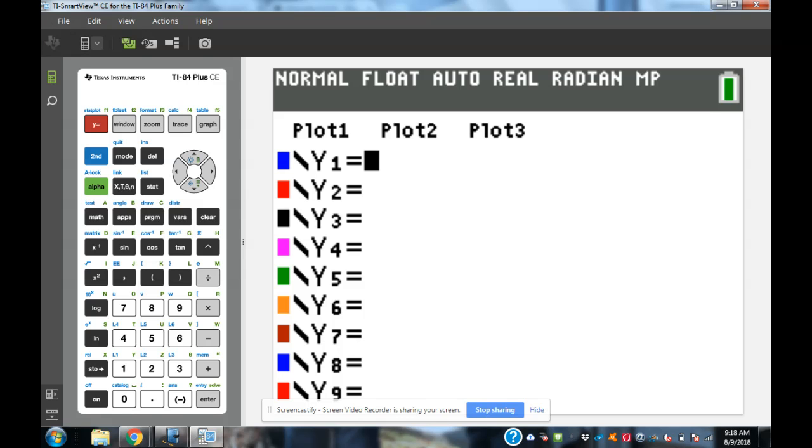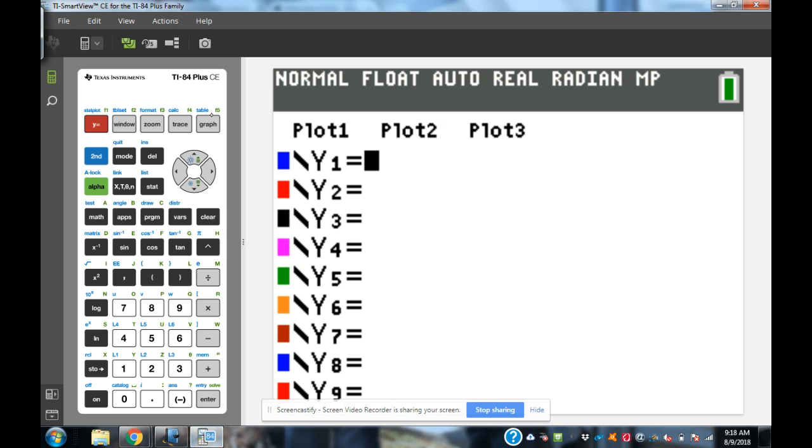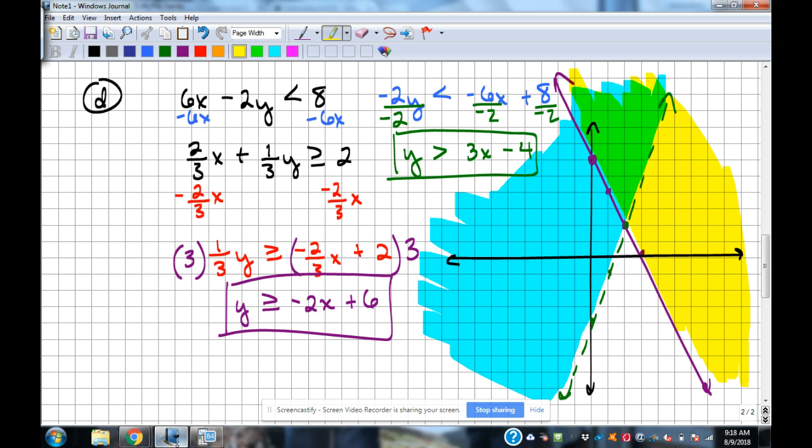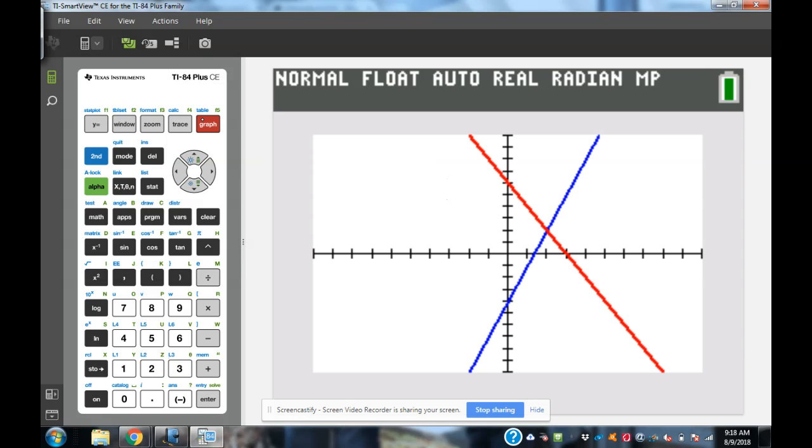We've got an equal sign here, so we're going to do something to make that better in just a little bit. So 3x minus 4, so I'm just going to type in 3. Remember, x is beside the alpha button, minus 4. And then the other one is, what was it? Negative 2x plus 6. Negative 2x plus 6. And if I hit graph, I get the 2 lines, but I don't have any shading happening.